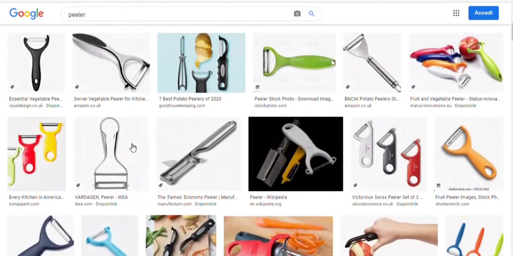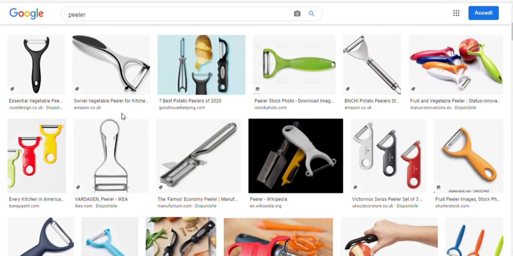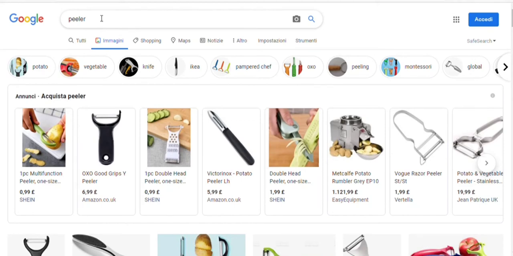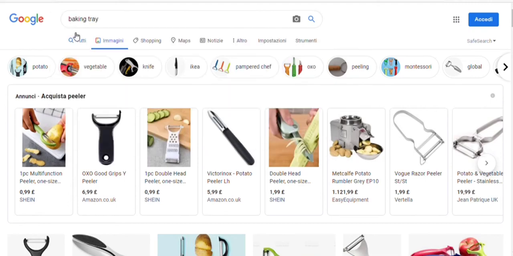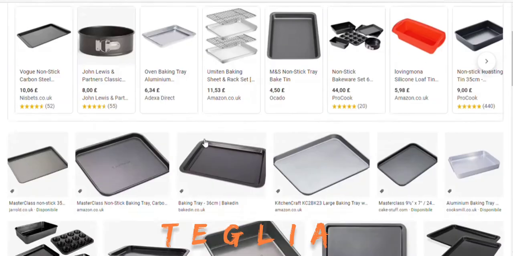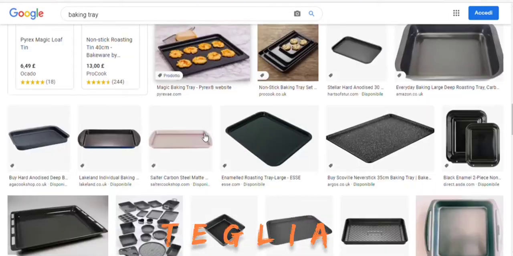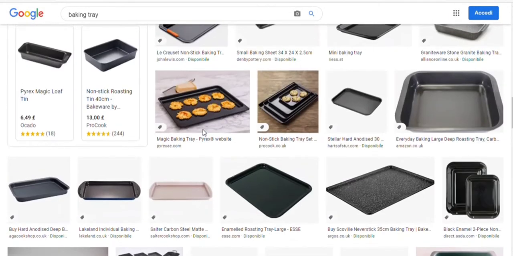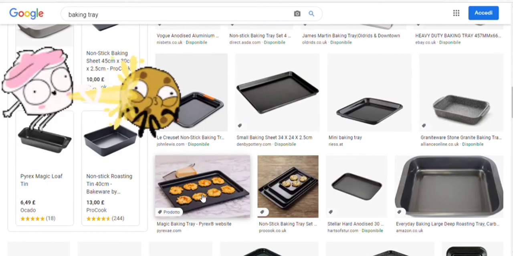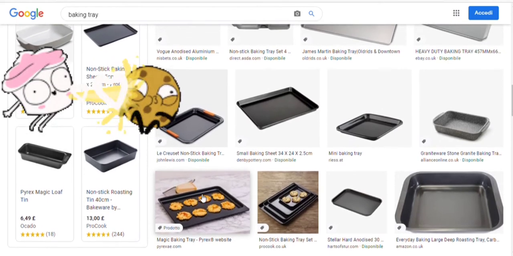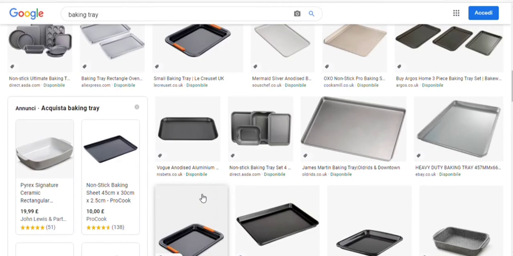So what else we have? I think we have baking tray. Yeah. Baking tray is teglia. Ooh, I love a baking tray. Look, a cupcake. Is it a cupcake? I'm not sure if it's a cupcake. And cookies. I think it's cookies, maybe. But yeah, it's called teglia.